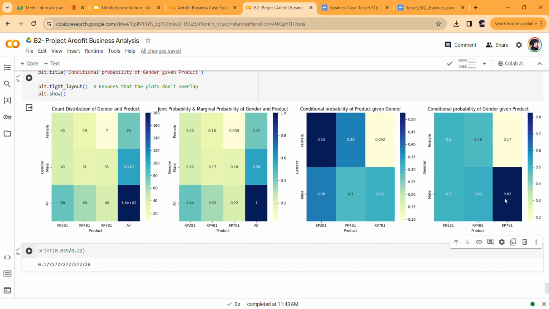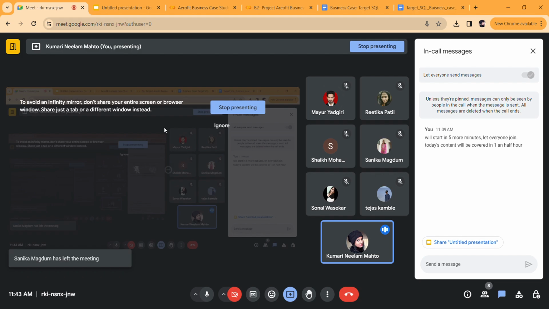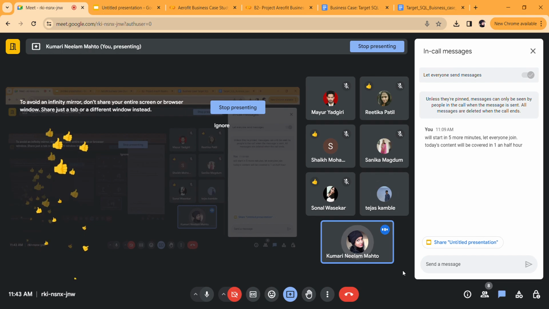Let me know if you have any confusion in understanding the numbers and charts that are present here. Anyone have any confusion? Understood properly, everyone? Ritika, Sheikh Mohammed, Shanika, Sonal, Tejas. This might be a bit tricky, but if you write it down in your copy with a pen, you will be able to understand. Yes, Tejas, you wanted to ask something?